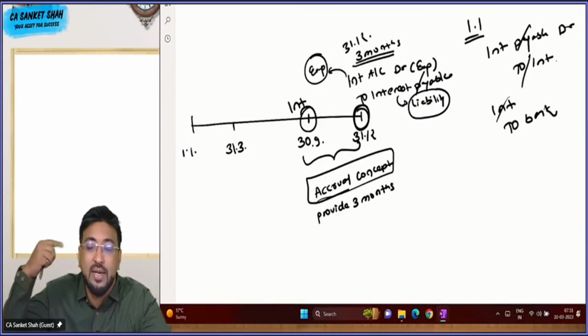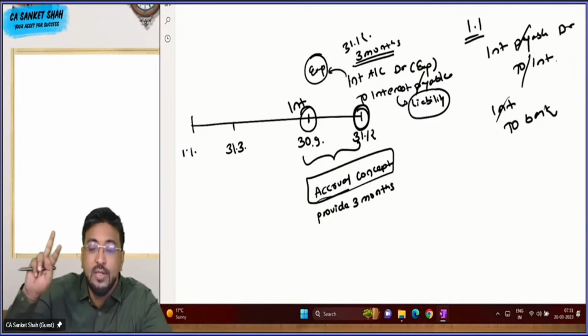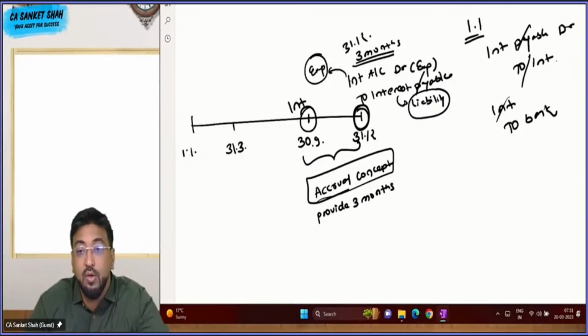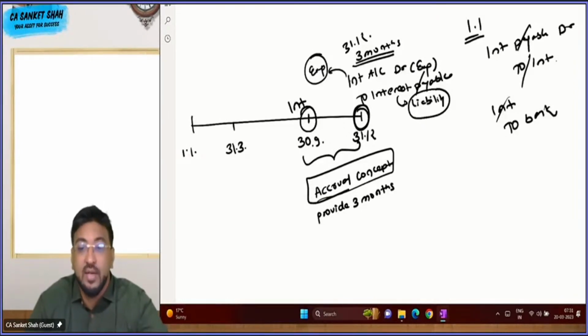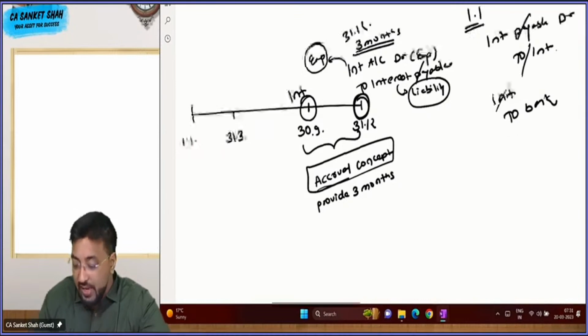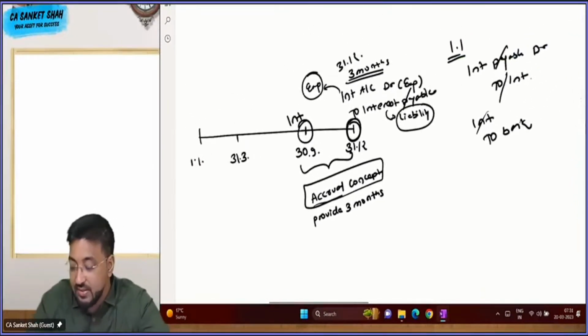Sir, closing balance sheet date and interest payment dates are not same. In that case we will pass the entry interest to interest payable. Okay, so we are clear with this concept now. So interest account debit to interest payable will be the entry.